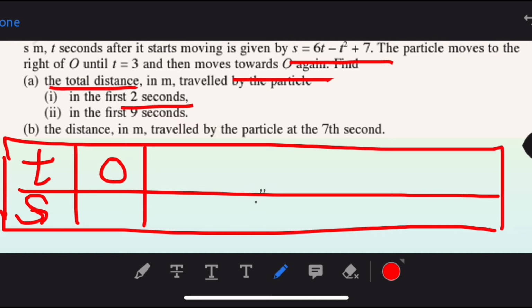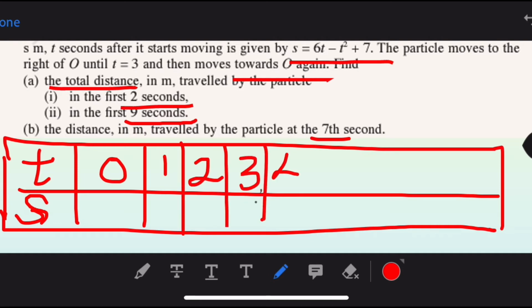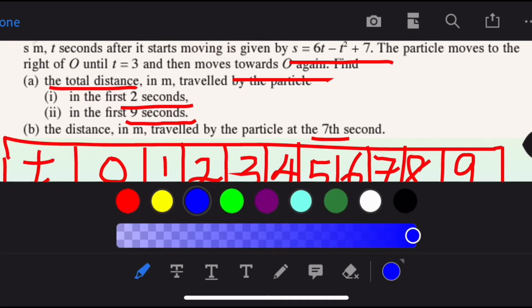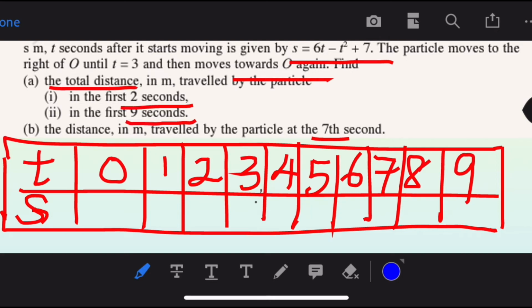Alright, so because our question is asking until 9, if you have time, you can do until 9. If you don't have time, you can just do the important points. What it means by important point is that the starting point is a must to do. The starting point is compulsory, and then the last point, and of course another point is when the particle turns.